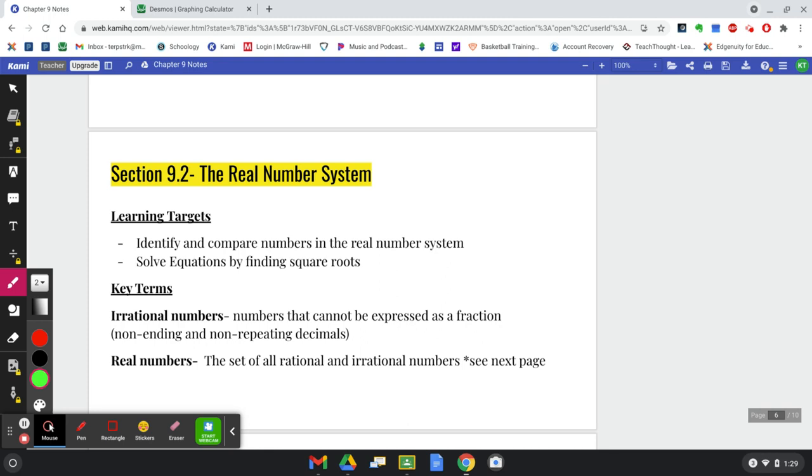So key terms today. We have rational numbers that can be written as fractions. We talked about how you can identify the decimals because they're either repeating, such as 1/3. As a decimal in my calculator, that's 0.3333, so that's a repeating decimal. That's rational. An irrational number is one that does not end and does not repeat.